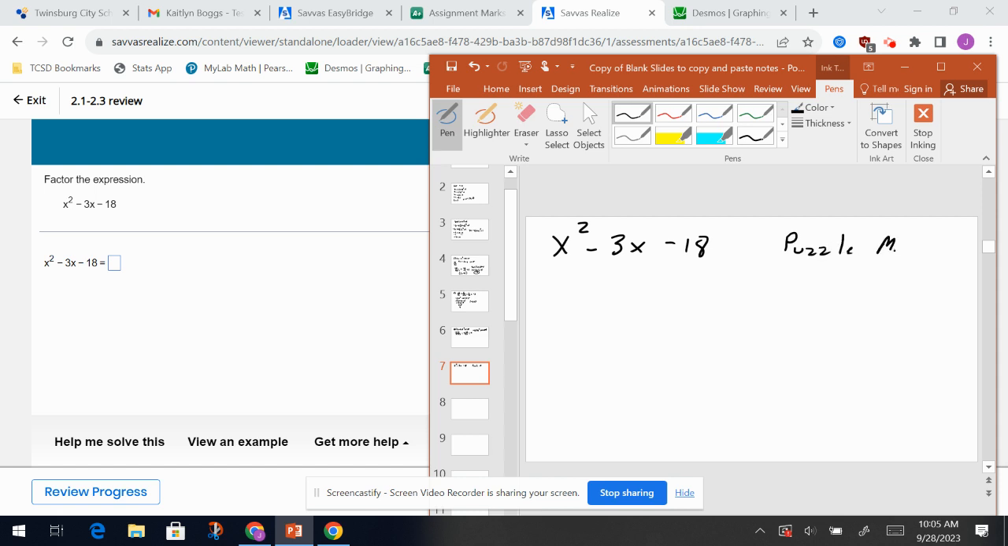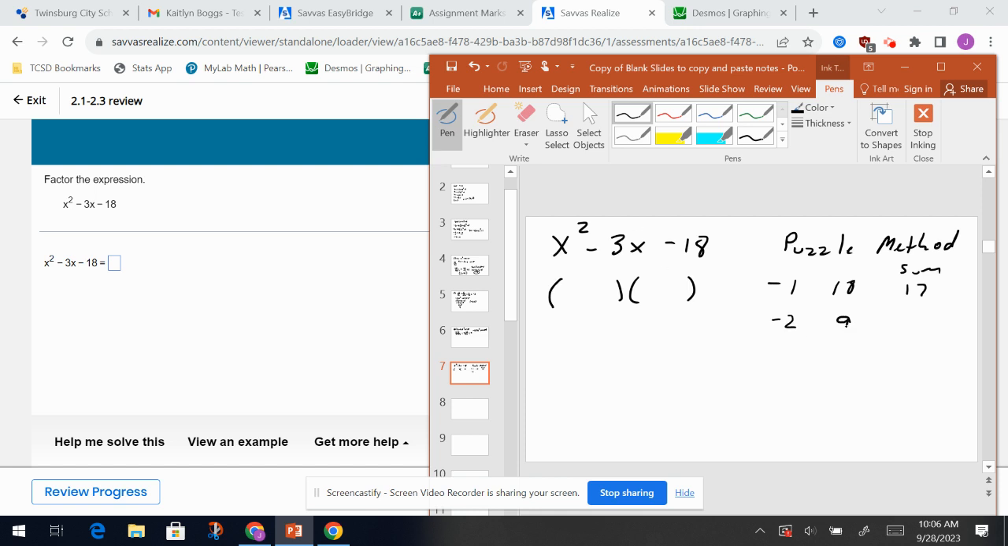And I can use the puzzle method when there is no number in front of the x squared. So since there's no number in front of the x squared other than a 1, I'm looking for two numbers that multiply to negative 18 and add to negative 3. So again, I'm going through my list, negative 1 and 18. Well, if I add those together, that would be 17. That doesn't help me. I need a negative 3.